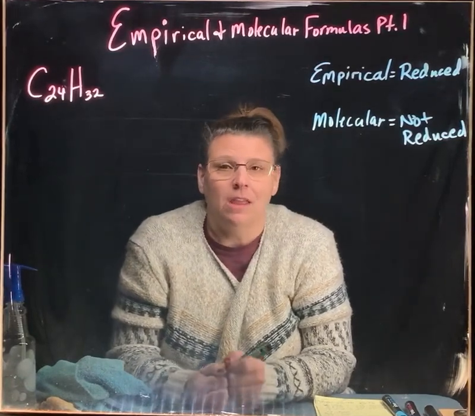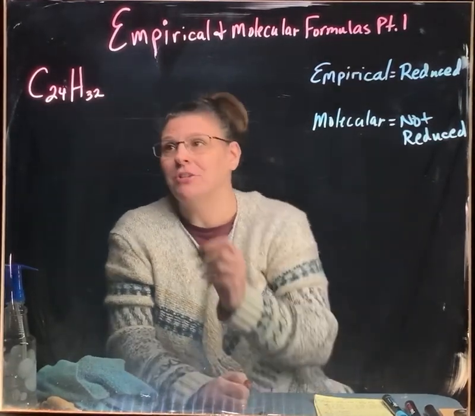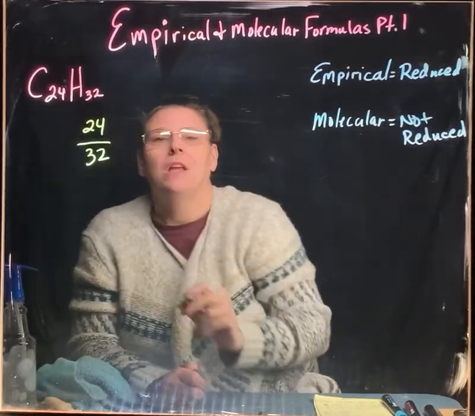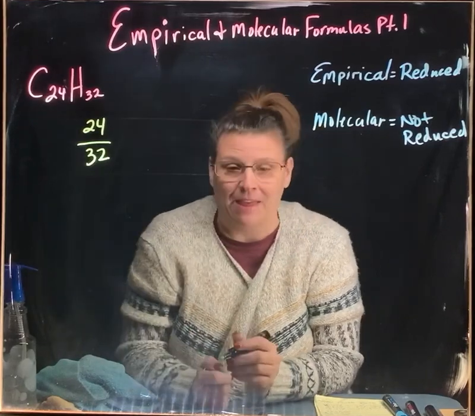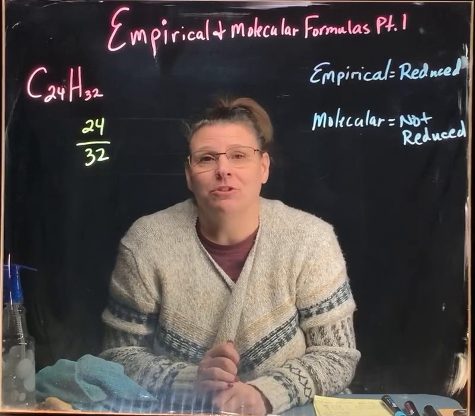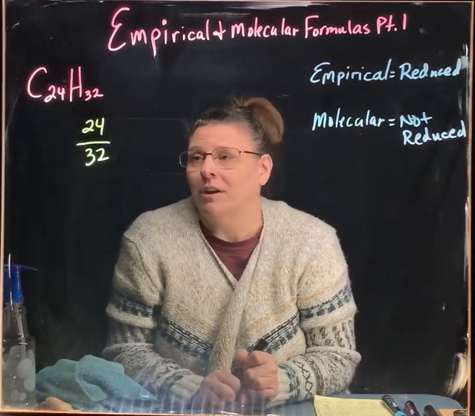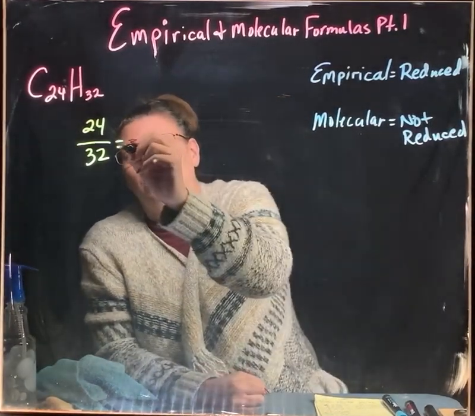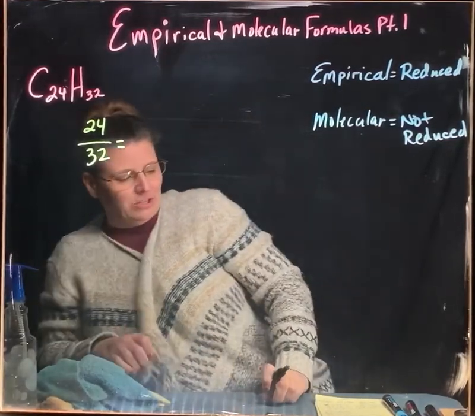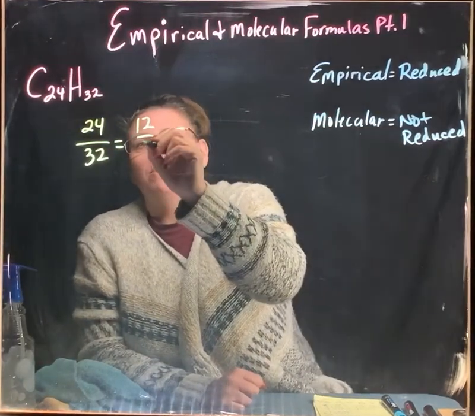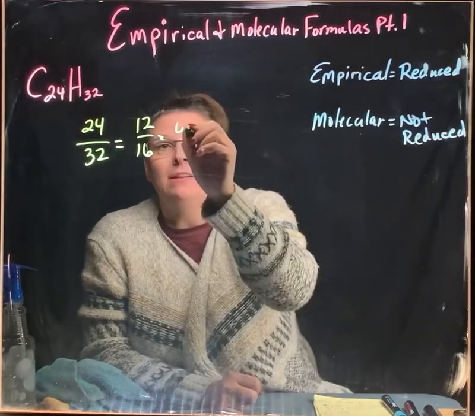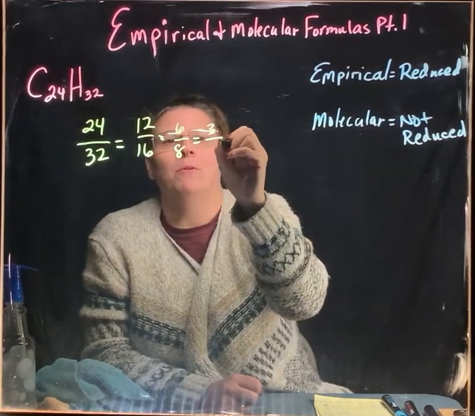We have C24H32. If you were to write the subscripts in a fraction, you would have 24 over 32. Now you know from math that 24 over 32 is not in its simplest or reduced form. So what can you do? Well, you could start working with them and come up with another set of formulas. I mean, it's another fraction. You could do 12 over 16. You could do 6 over 8. And you could have 3 over 4.